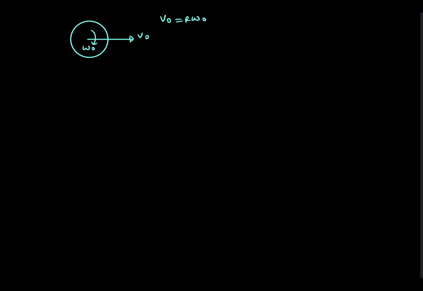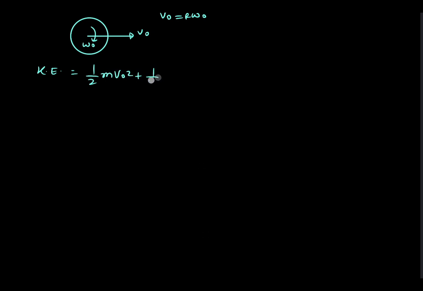So initially this has kinetic energy. It is moving with v naught speed. Let's say it is rotating with omega naught initially. So we know that v naught equal to r omega naught for rolling, right? So total kinetic energy can be written as half m v square plus half I omega square, right? For a rotating and translating body, we have to write rotational plus translational kinetic energy. So kinetic energy initially is half m v naught square plus half I omega naught square. And potential energy is zero.